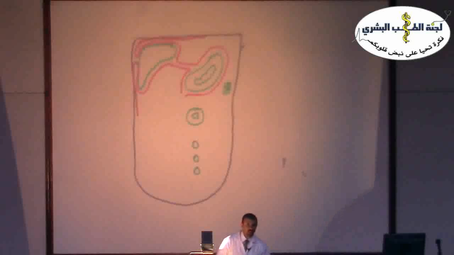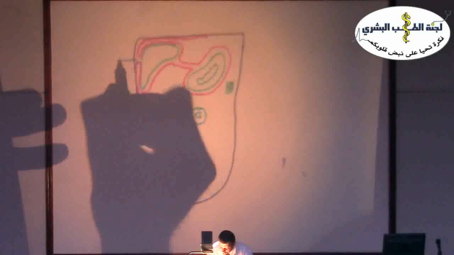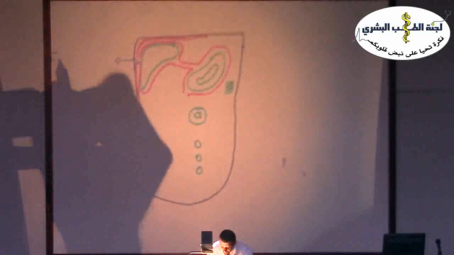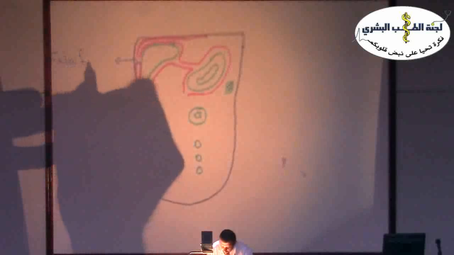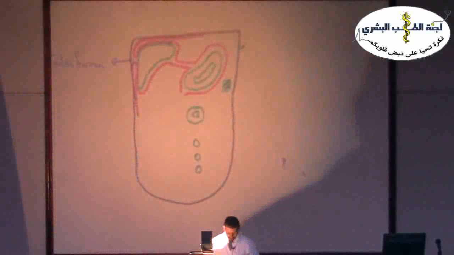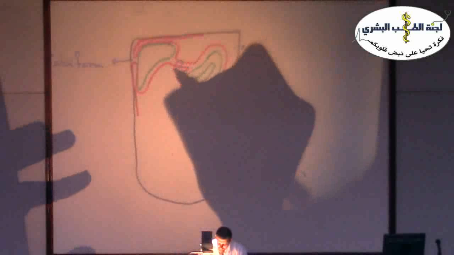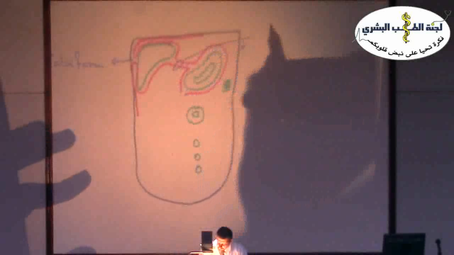These reflections, a double layer of visceral peritoneum, will be named ligament. According to its shape, we will refer to it as falciform ligament, formed like a sickle shape. This part of peritoneum, what did we call it? Lesser omentum.